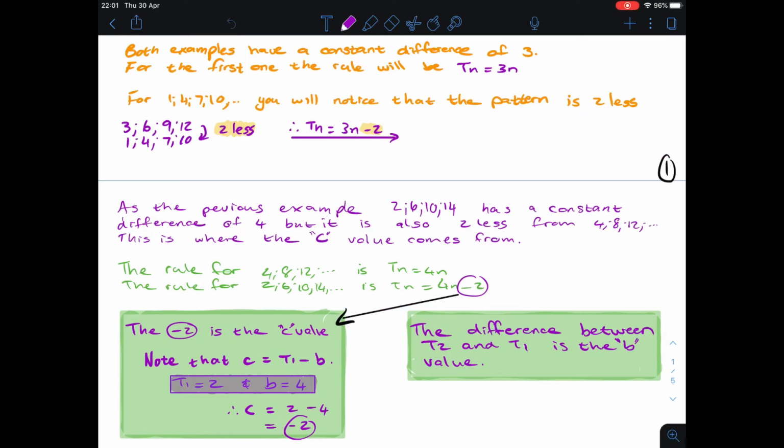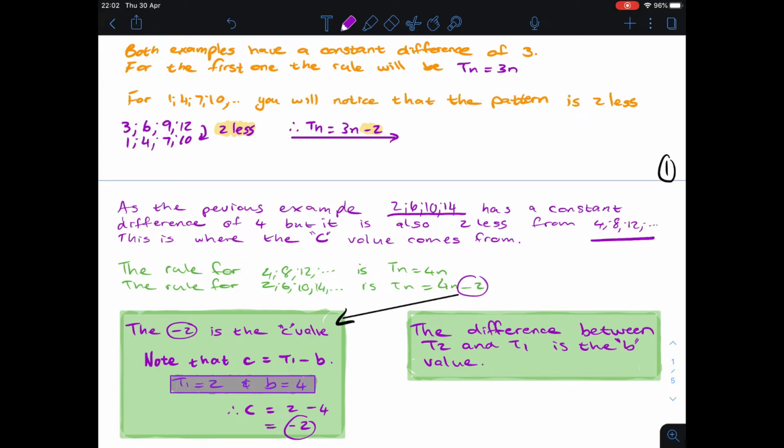So just as the previous example, we have 2, 6, 10, and 14 in my next little example, and the constant difference is 4. But it's also 2 less from 4, 8, and 12. Now 4, 8, and 12 is like the normal 4 times table. But 2, 6, 10, and 14 is not the normal 4 times table. It is also again 2 less.